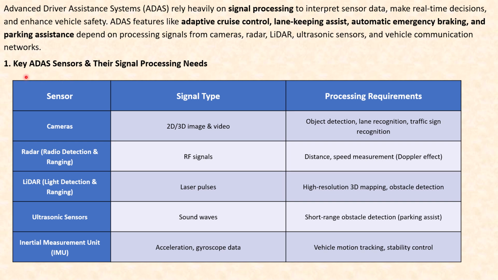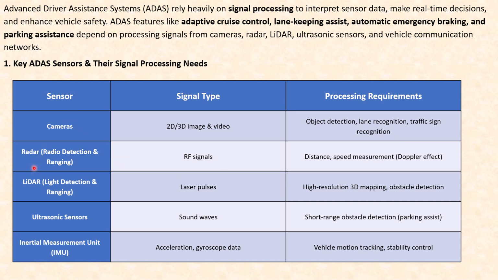Now, we will briefly see in the below table what the key ADAS sensors and their signal processing needs are. First comes the sensor camera. The signal type is 2D or 3D image and video. And what is the processing requirement? Object detection, lane recognition, traffic sign recognition. Now, these are the main applications of the ADAS functionalities which rely predominantly on cameras.